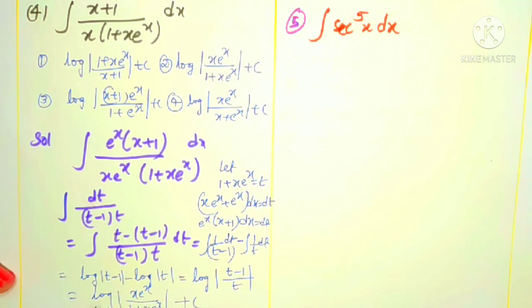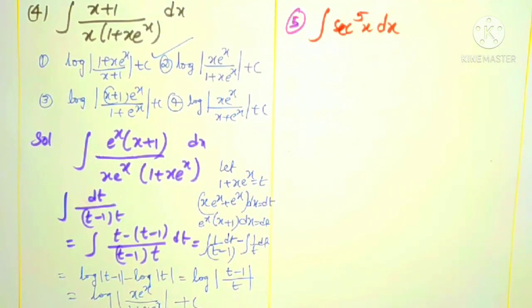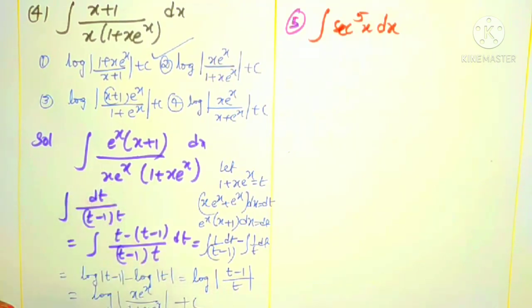So what is our result now? Log of x e^x by (1 plus x e^x). That is clearly which option? Log of x e^x by (1 plus x e^x). That is clearly the second option. So here we have to concentrate on the first step: we have to divide and multiply with e^x. Then we can use the substitution method.